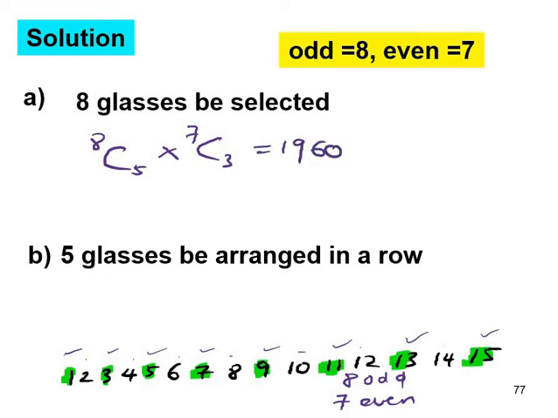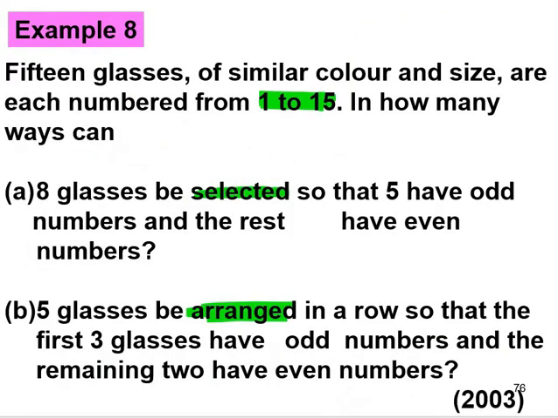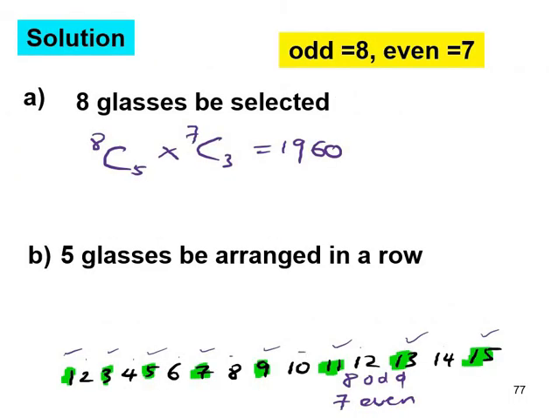And then for question B, 5 glasses are to be arranged. Arrange is an important keyword here, so that the first 3 glasses have odd numbers and the remaining 2 have even numbers. So this is permutation, so I'm going to use P. We have 8P3: out of 8 odd numbers, we are going to arrange 3, and then multiply with 7P2. So the answer will be 14,112.